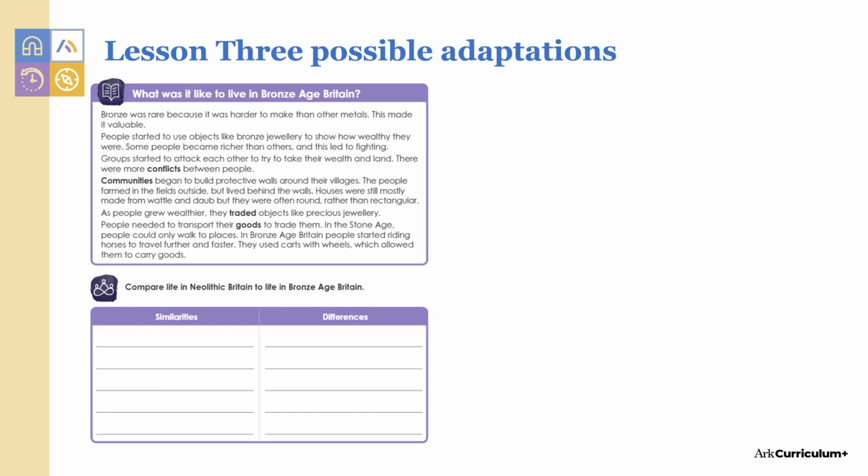For this activity, pupils are asked to compare life in Neolithic Britain to life in Bronze Age Britain. This is a group task, as you can tell from the group task icon. You may wish to carefully think how you will set up group tasks, what sort of size they'll be, and what pupils work well to support each other.